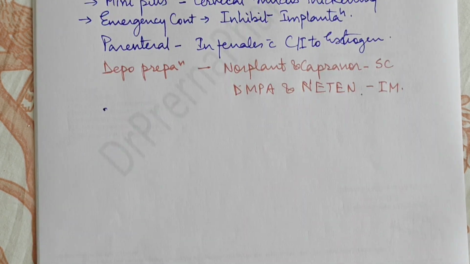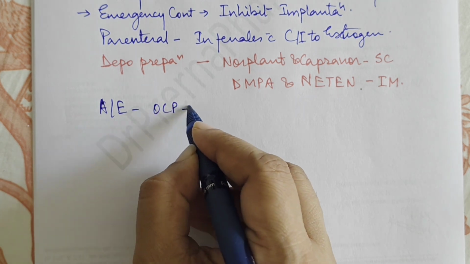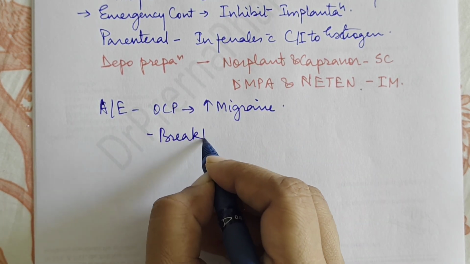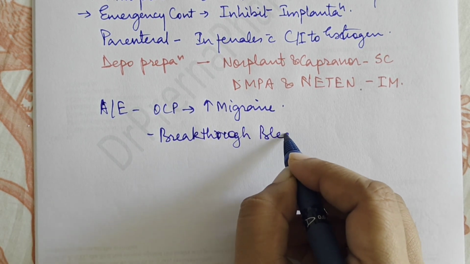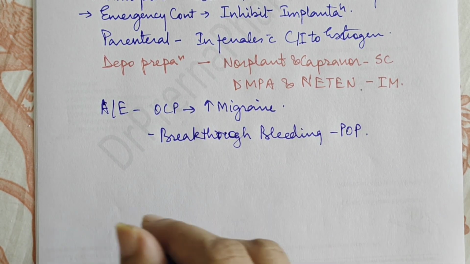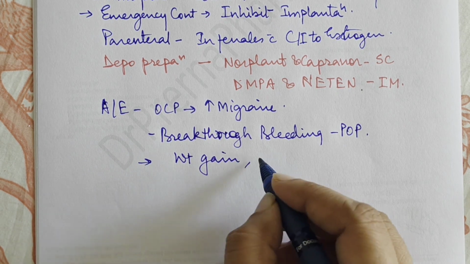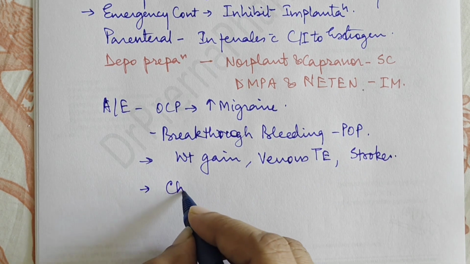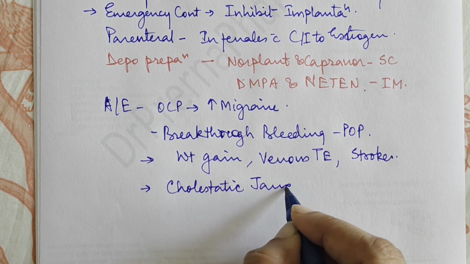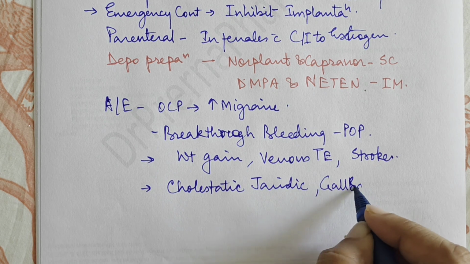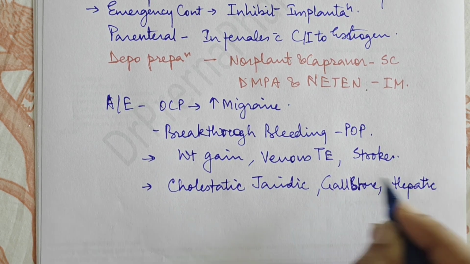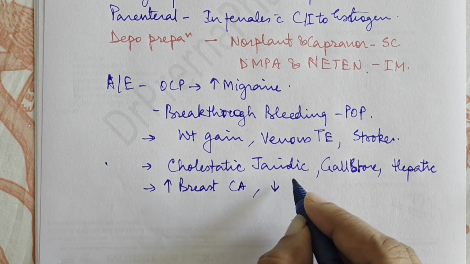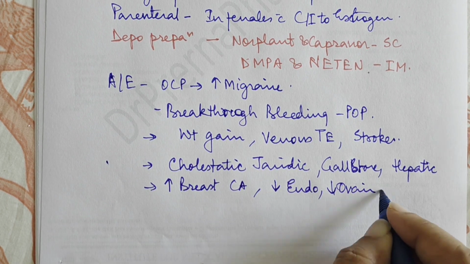Some side effects, if I talk about the adverse effects, then OCPs can increase migraine. Breakthrough bleeding is seen with the progesterone-only pills, right? Then they can cause weight gain, venous thromboembolism, stroke. These conditions are increased. All the side effects of estrogens, cholestatic jaundice, gallstones, cholelithiasis, hepatic adenomas, they all are increased with OCP use. There are also increased chances of breast cancer and reduced endometrial and reduced ovarian cancer, right?